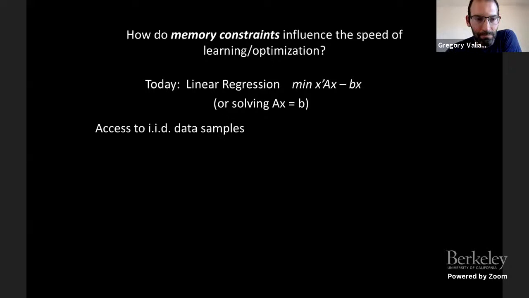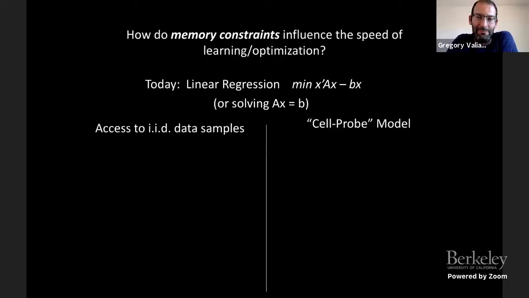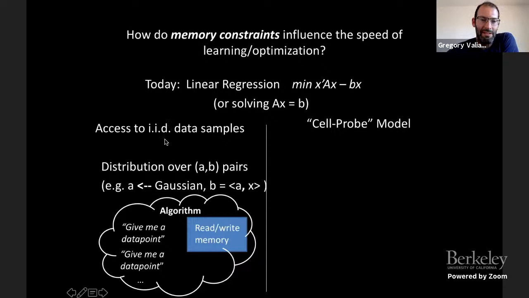There are two different models in which you can ask these questions about how memory influences the speed of learning. One is the setting where you have access to independent data samples, and the other is the cell probe model. In the first setting, the problem will be formulated in terms of some distribution over data points. Here, maybe a pair (A, B), where A is some vector and B is some real-valued label. Maybe A is chosen according to some d-dimensional Gaussian, and B is the inner product of A with some mystery vector X, and the goal will be to learn X. Here we think of an algorithm with bounded memory as having a modest amount of read-write memory, and whenever it wants, it can ask for a new data point, which is drawn according to this specified distribution.